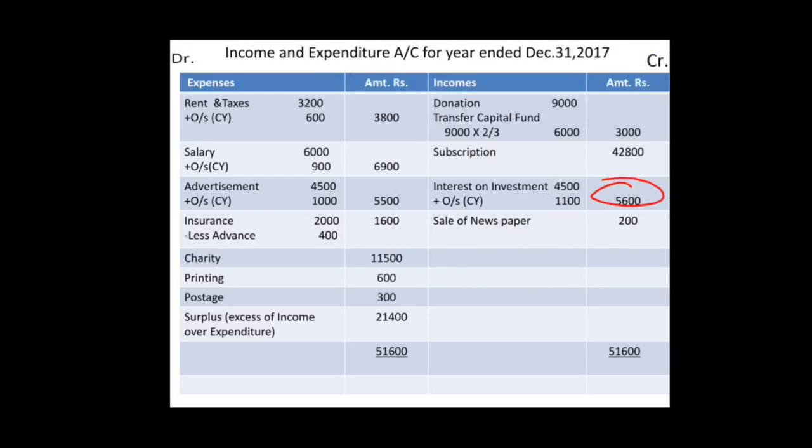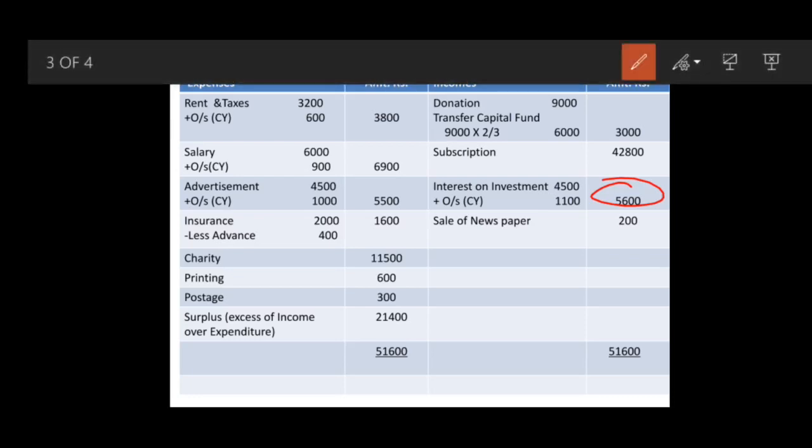And the last part, rent 600, salary 900, and advertisement expenses rupees 1,000. Outstanding as on December 31st, 2017. So all these three items are outstanding, means yet to be paid. So when yet to be paid, all is to be added. So you can see all are to be added in the respective items, that is rent, salary and advertisement. So ultimately they give you outer column 3,800, 6,900 and 5,500.